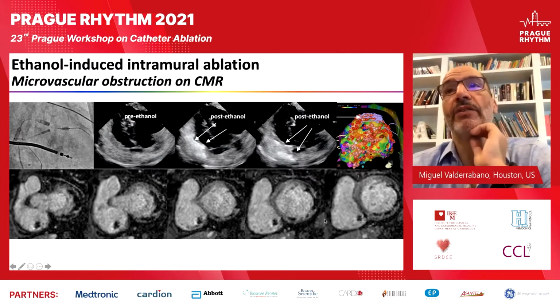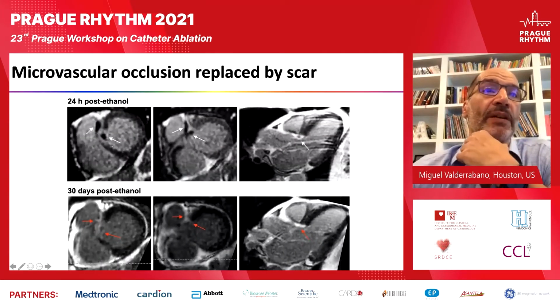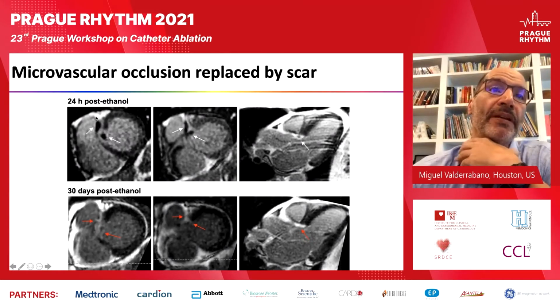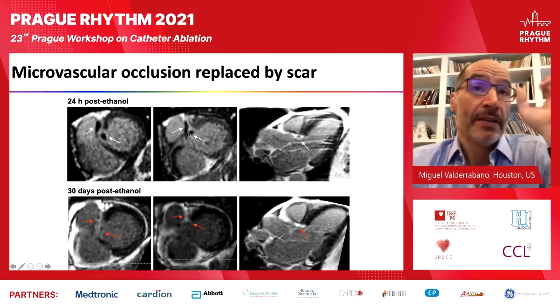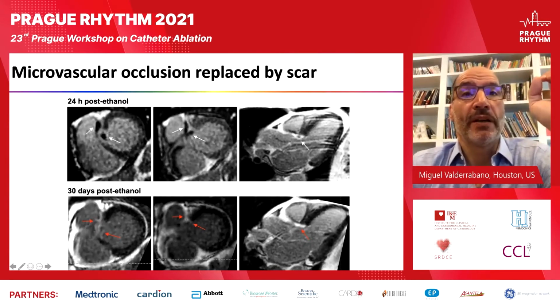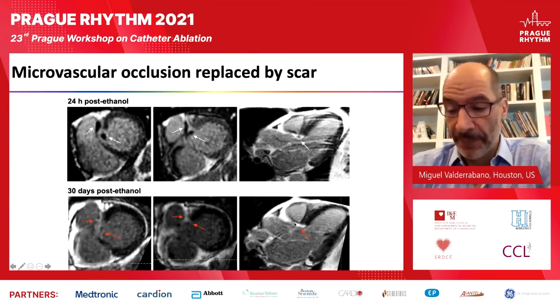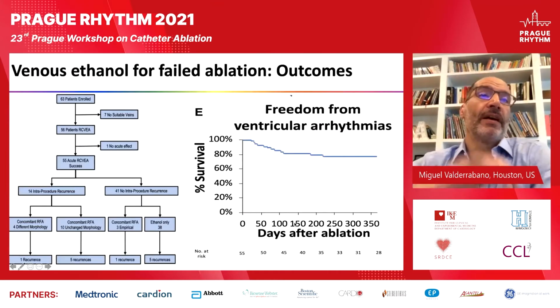What happens to that microvascular occlusion long-term? What we see is that it can get replaced by scar. This is an example of 24 hours post-ethanol. You see these patches of dark areas where the alcohol was given and there was microvascular obstruction and no penetration of the gadolinium. And at 30 days, this becomes a full scar with a brightness as shown in the delayed enhancement.